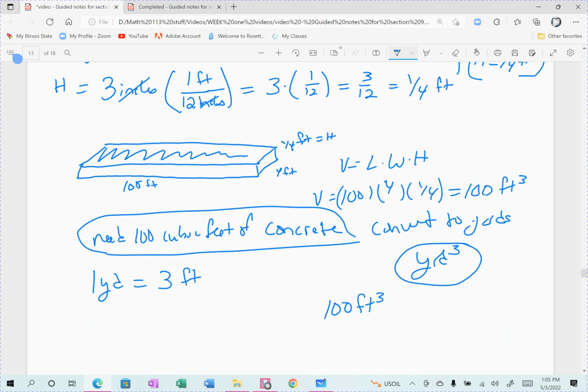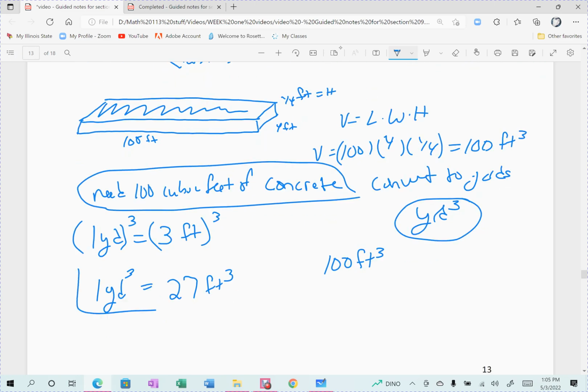So either you're going to have to multiply 3 times, or I actually think the easiest way is to just cube both sides. And so 1 cubed is 1, so you get 1 yard cubed. 3 cubed, which would be 9. Or sorry, not 9, that's squared. 27, 3 cubed. 27 feet cubed. All right, so that would be the conversion factor that I use.